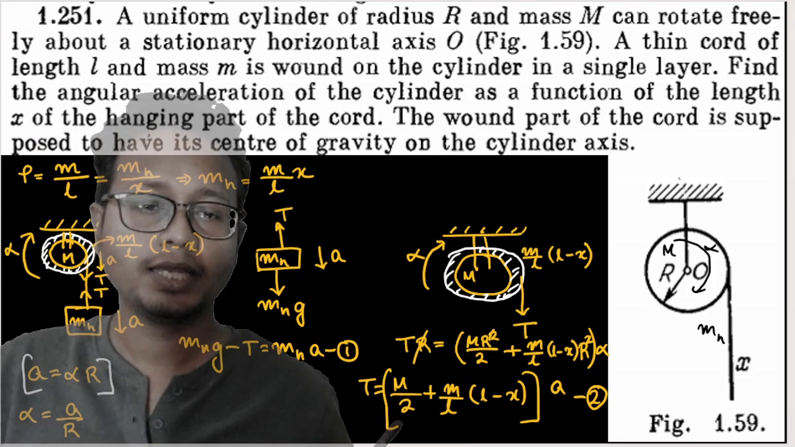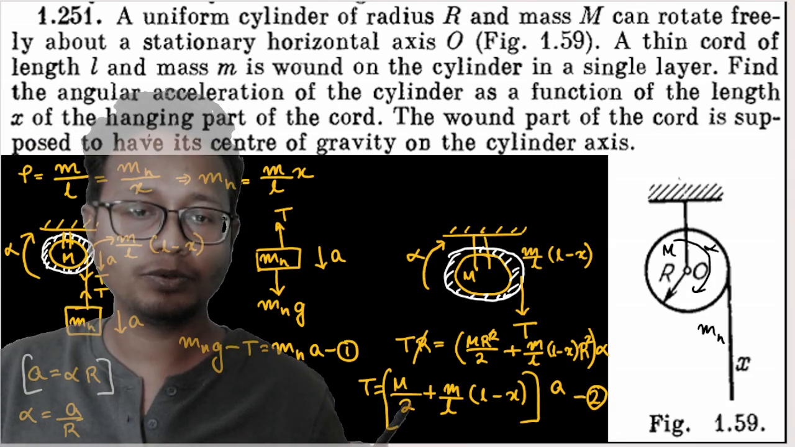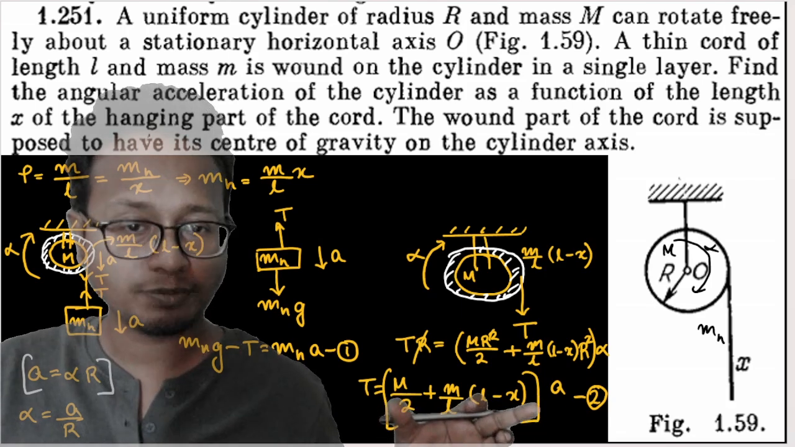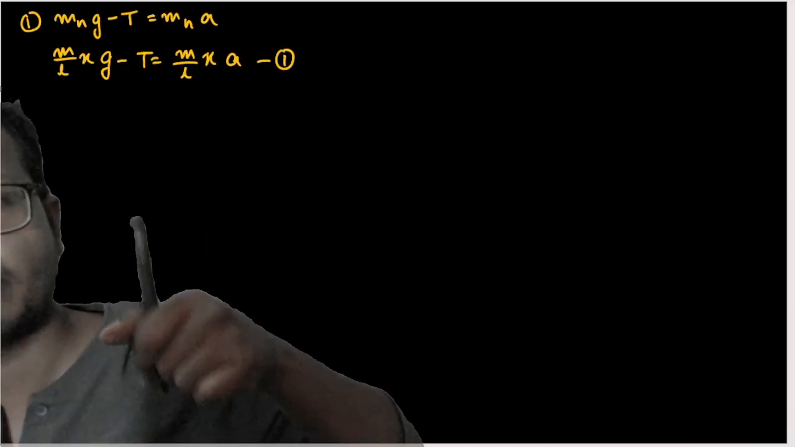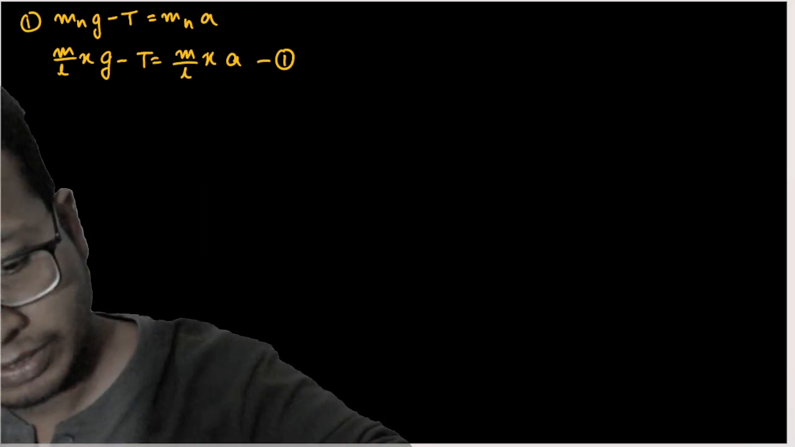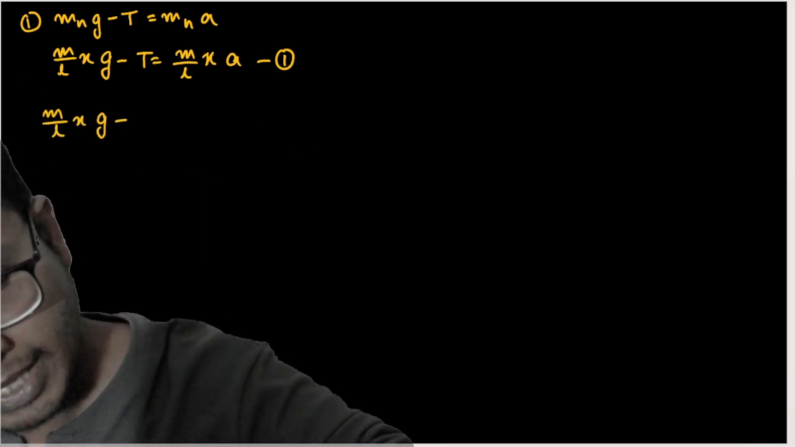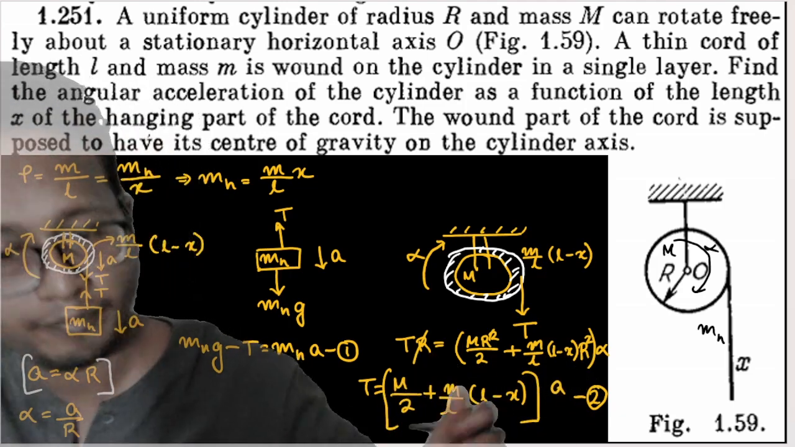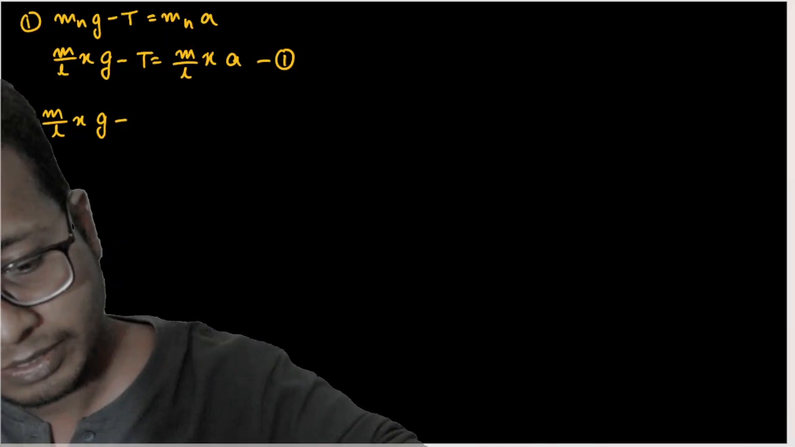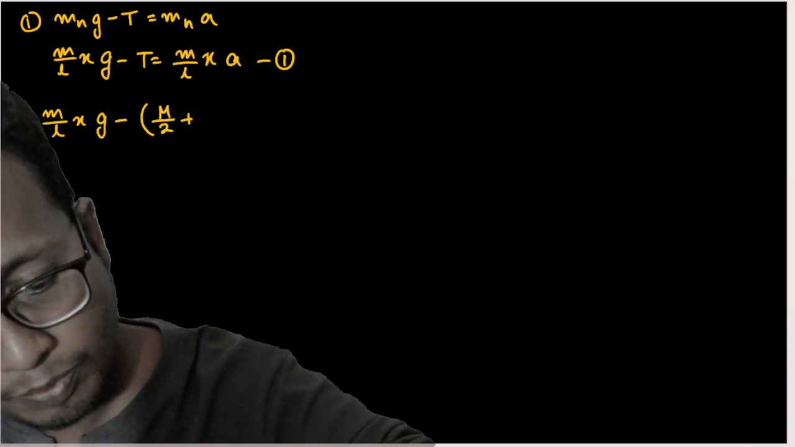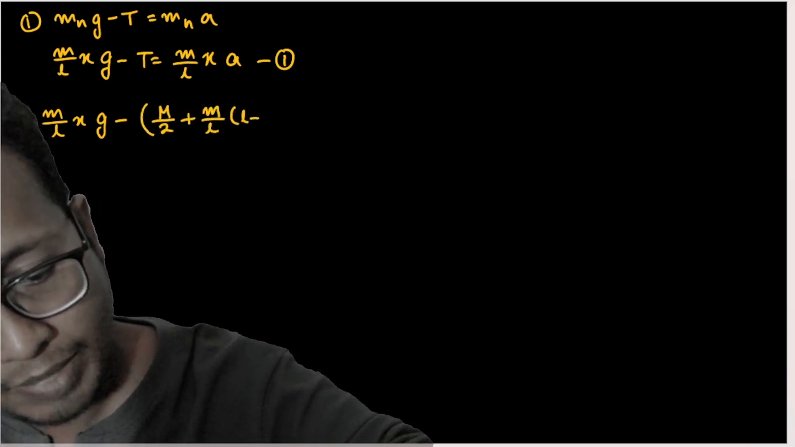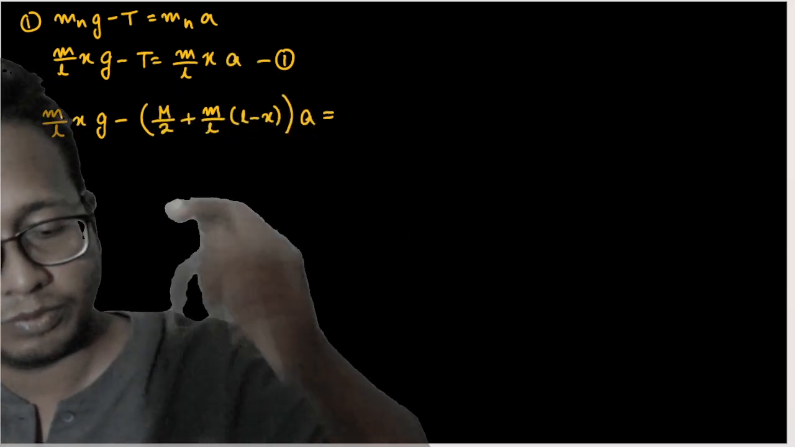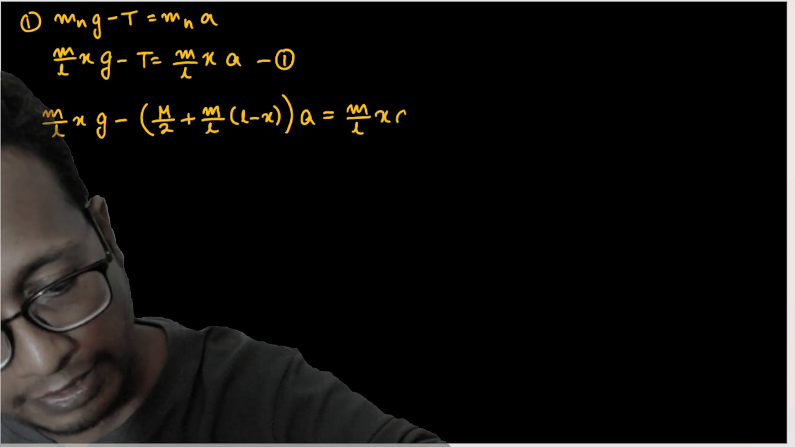What is my equation number 2? T is equal to m by 2 plus m by l into l minus x into a. The value of tension force is nothing but this value. So if I substitute the value of T here, I'll get m by l into x g minus T. The value of T is nothing but m by 2 plus m by l into l minus x into capital A, is equal to m by l x into a.